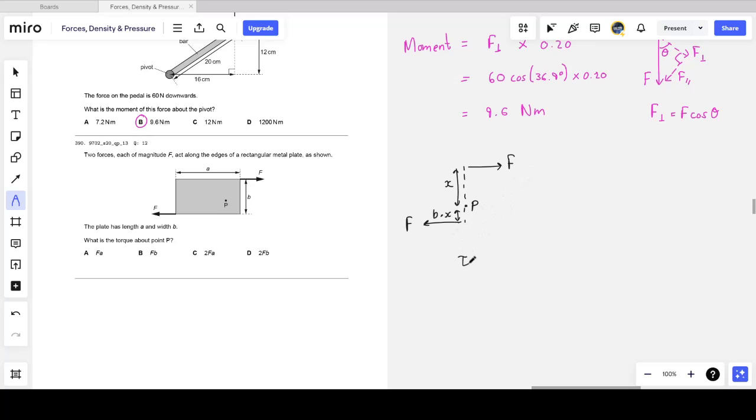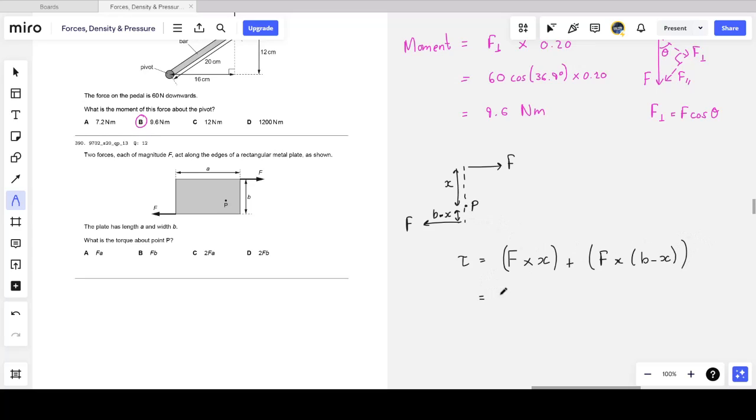So the net torque, I'll call it tau again, is, and both of these are going to cause a clockwise torque about point P. If I look at the upper force, it's going to be F times X, if point P is our pivot point, plus also a clockwise torque caused by the lower force, which is F times (B minus X), because that's the distance that F at the bottom acts.